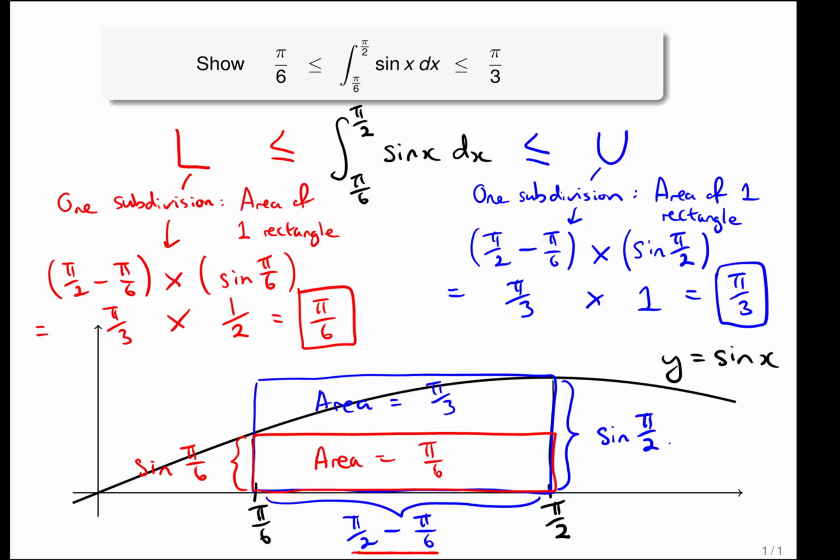Now that we've proved that the area under the sine curve between x equals pi on 6 and x equals pi on 2 lies somewhere between pi on 6 and pi on 3, it's time to work out the precise area itself, by actually evaluating the integral. As an exercise to hone your integration skills, you should pause the module now and show that this area turns out to be root 3 on 2.